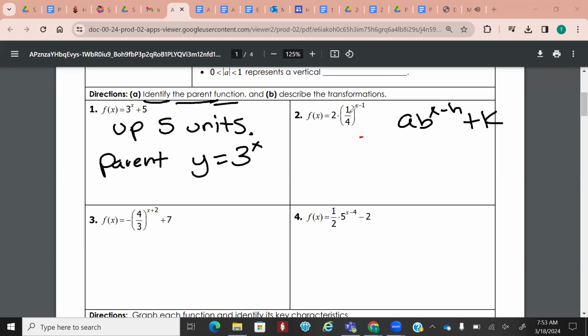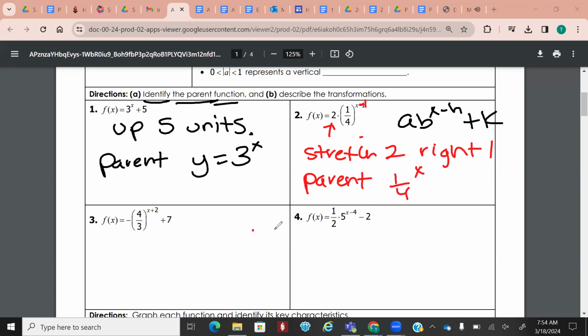Okay, looking at the next one, again, our base is going to be 1/4 raised to the x. And now we're going to look at the other stuff. There's this number that's out front. So that's going to be a stretch of 2. And we've got -1, so that's going to be right 1. And our parent function is going to be 1/4 raised to the x.